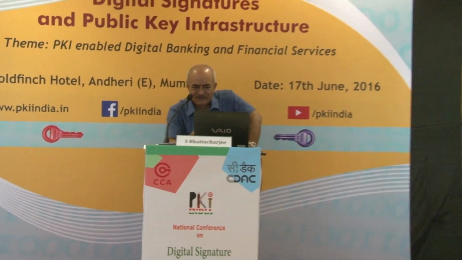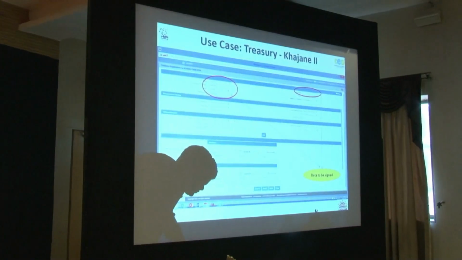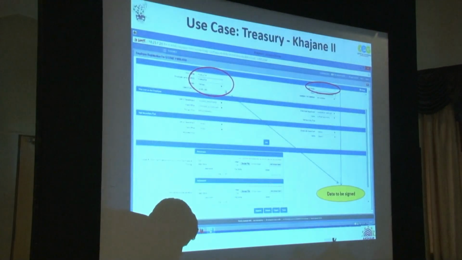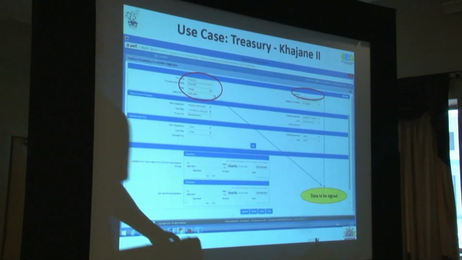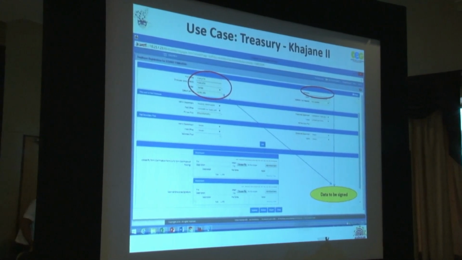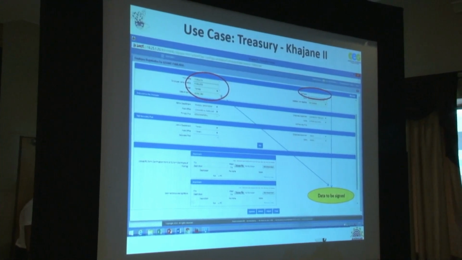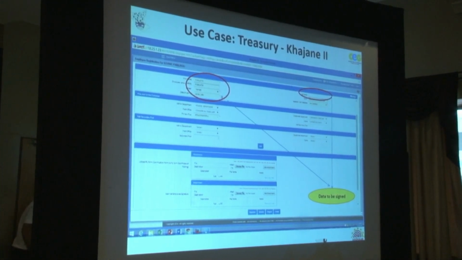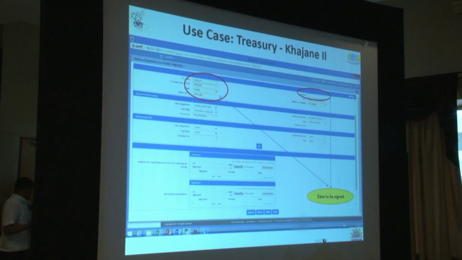So now let's take some use case. I've just taken some screenshots of the systems that we have. The circled ones are the critical data that I would like to digitally sign. I am not going to sign all of this information. So I am looking at what is critical, and this is where I pick up the data. It is not a document. It is data that I have to pick up and sign. So the data is to be signed. That is how Khazane 2 currently works.